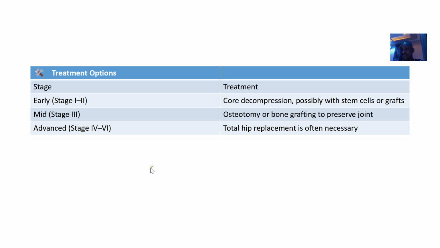So treatment, if it is early, core decompression, possibly with stem cells and grafts. This will encourage new bone to form. Mid-stage, osteotomy. Advanced stage, total hip replacement. Don't worry, all these surgeries we get to talk about as the lectures move on. All right, so that's it, guys.